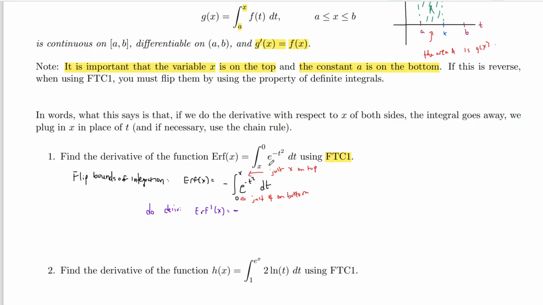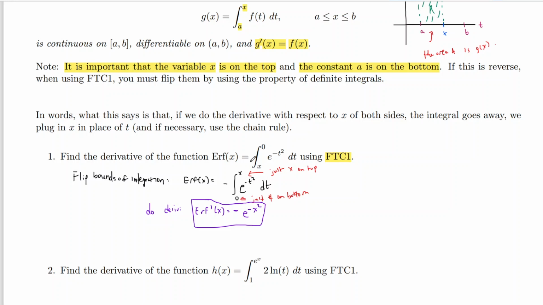Now you can have any letters. What you're doing is you're plugging in the letter on the integral inside for the letter in the function, but you very literally plug it in. So that's all you have to do. It's e to the negative x squared. And that's it. For this one, there's nothing more to it.